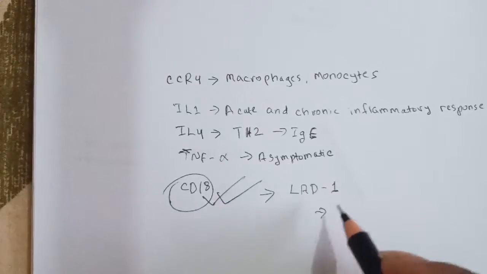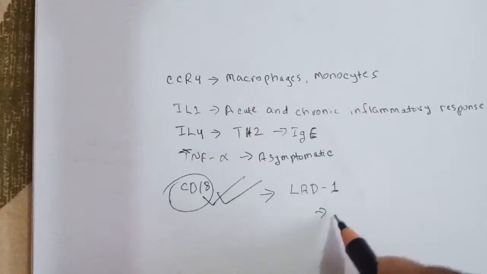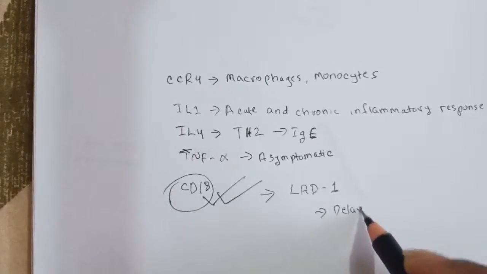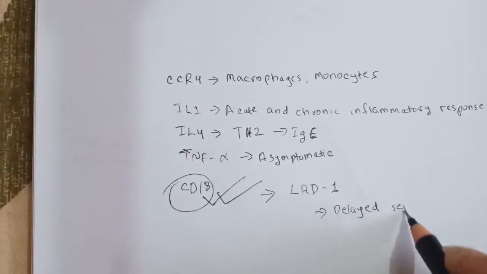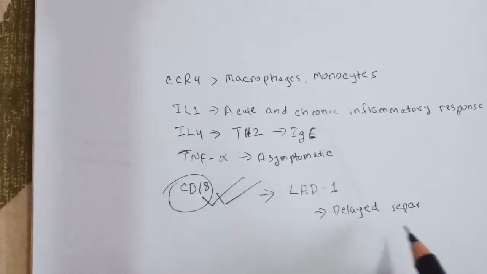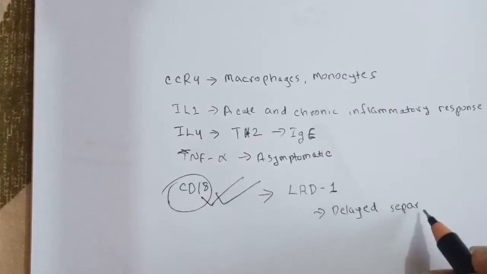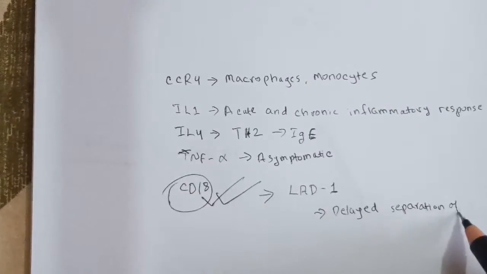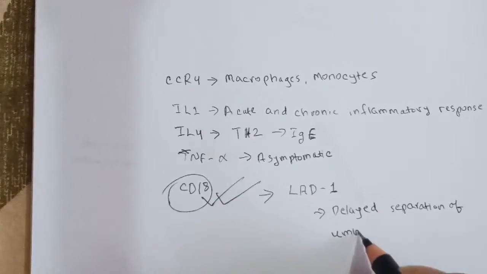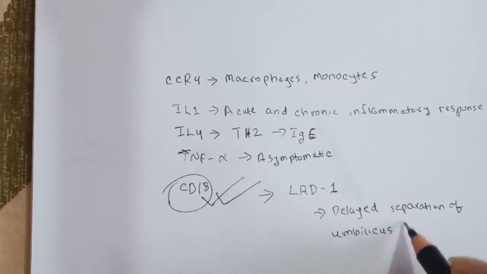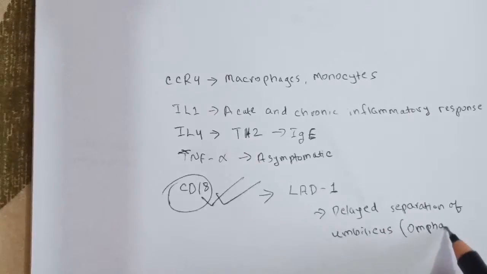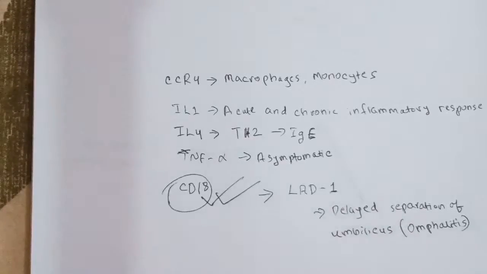What are the cardinal features? Well, they would present with delayed separation. It's not only LAD1, all the kinds of LADs would present with delayed separation of the umbilicus, which is also known as omphalitis. Well, except that, what can it cause? Leukocyte adhesion deficiency.